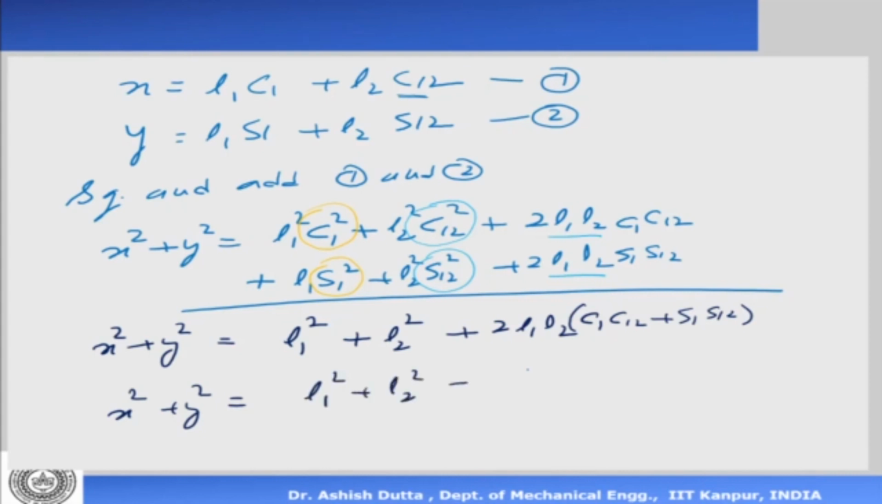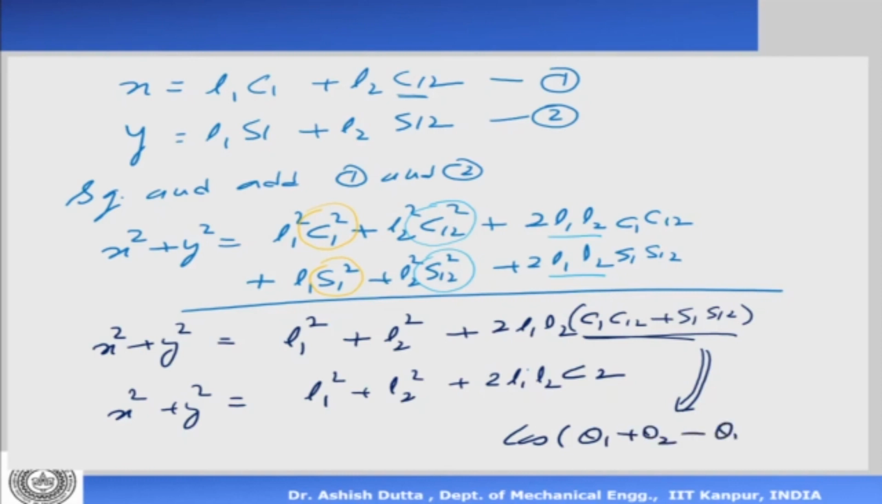Now if I further simplify, x squared plus y squared is equal to L1 squared plus L2 squared plus twice L1 L2 cos θ2, because this one will come out of the form cos of (θ1 plus θ2 minus θ1). So this and this will cancel, and you'll be left only with θ2. Now something important here: I can get cos θ2 equal to x squared plus y squared minus L1 squared minus L2 squared, divided by twice L1 L2. Now we should not take a cos inverse here.